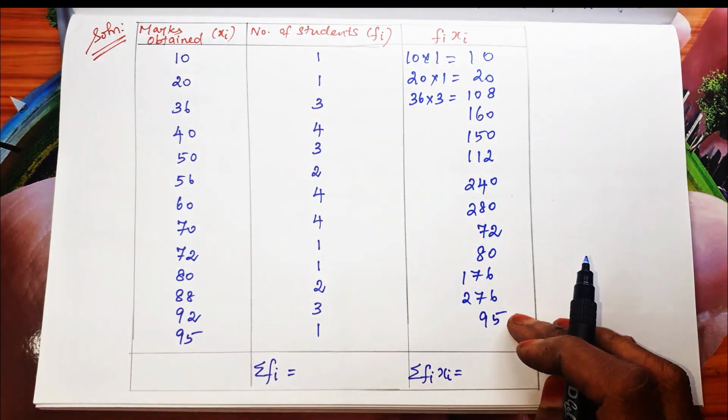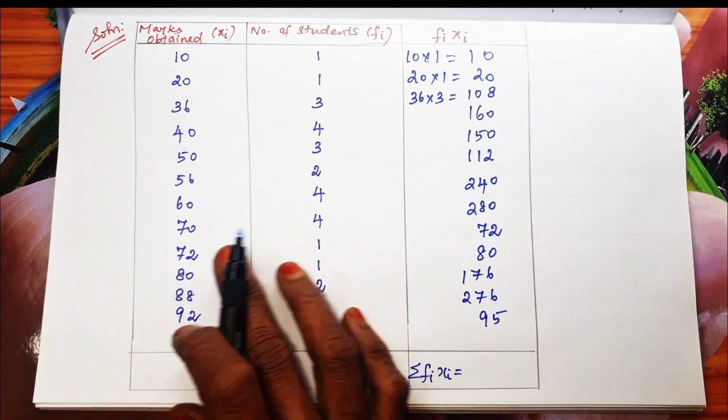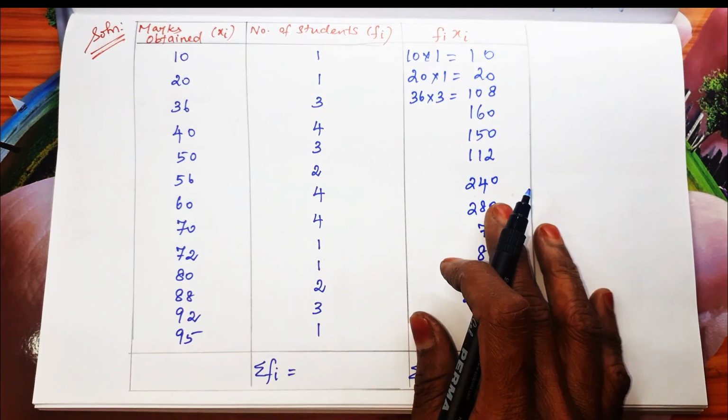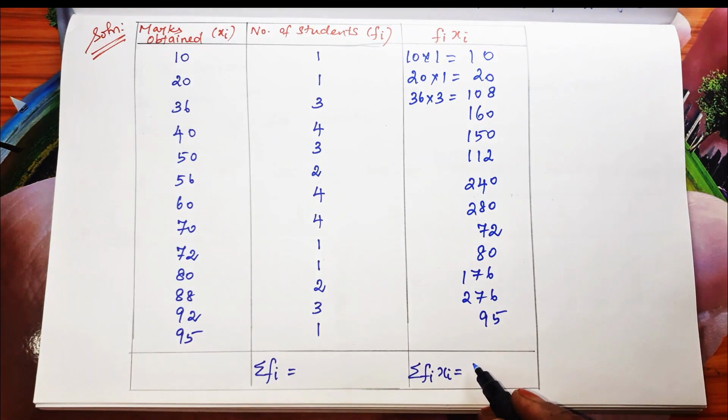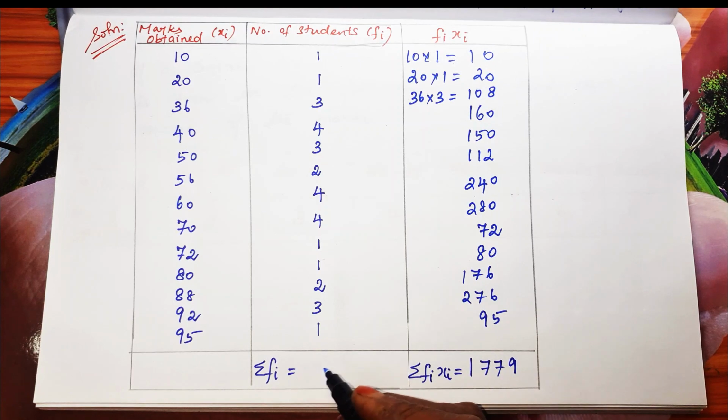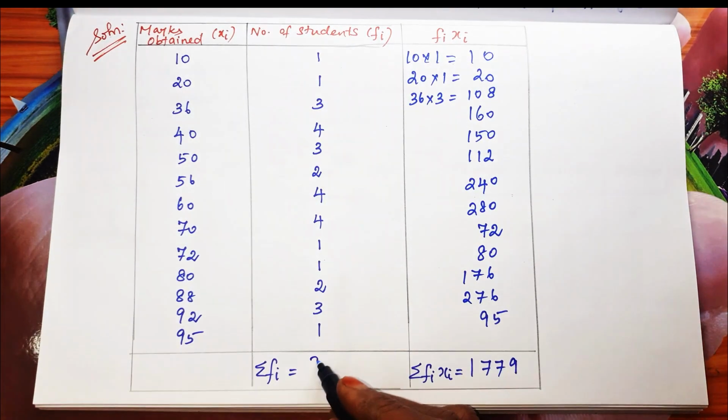These are the values which we are getting after multiplying xi and fi. After multiplying, we have to add and write the total. After addition, the total we are getting is 1779. And summation fi after addition is 30.